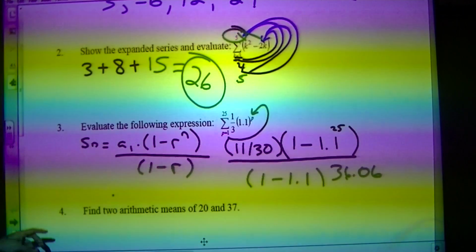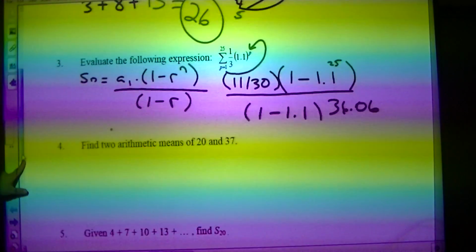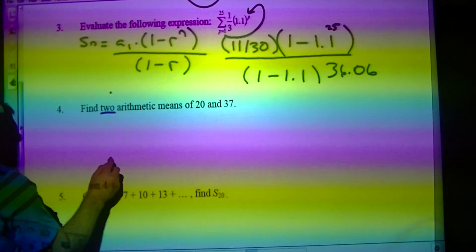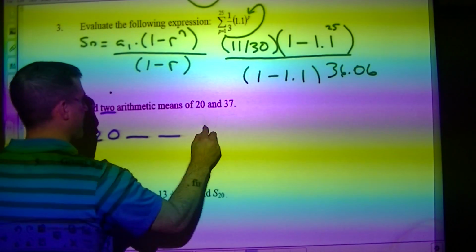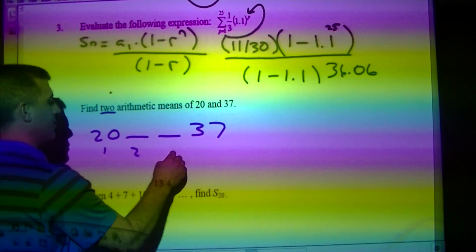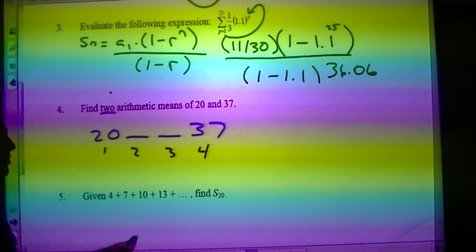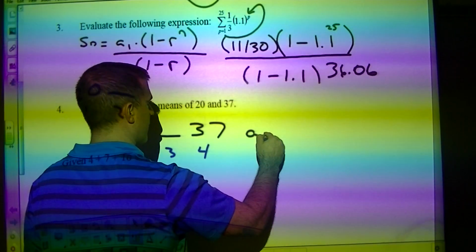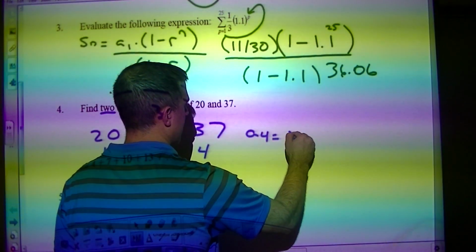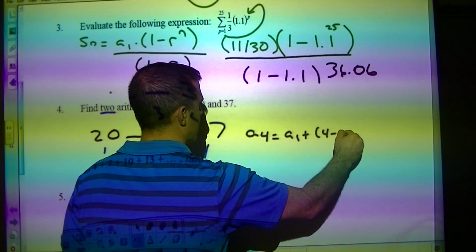Okay, find 2 arithmetic means between 20 and 37. Now what that means, 2 arithmetic means, is between 20 and 37 there are 2 spaces. Now what I have here is a total of 1, 2, 3, 4 terms. So I'm going to use this formula of A1 plus 4 minus 1 times D.